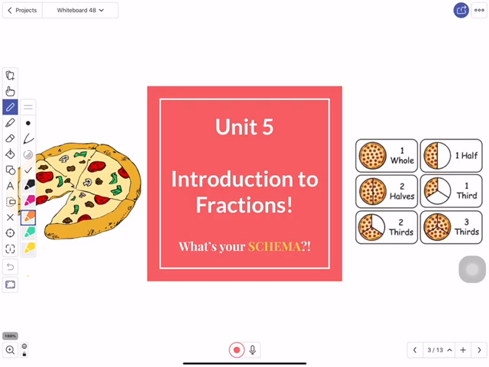Third graders, as you know, I am not at school with you today, but I'm still going to be teaching your Introduction to Fractions lesson. Looking at the pictures on this screen, I want you to think about your current schema surrounding fractions. So what do you already know about fractions?